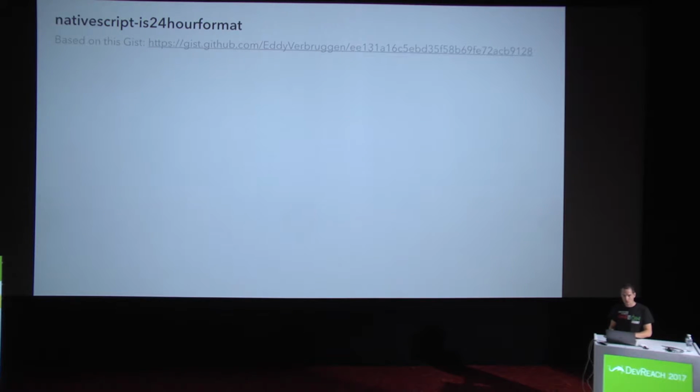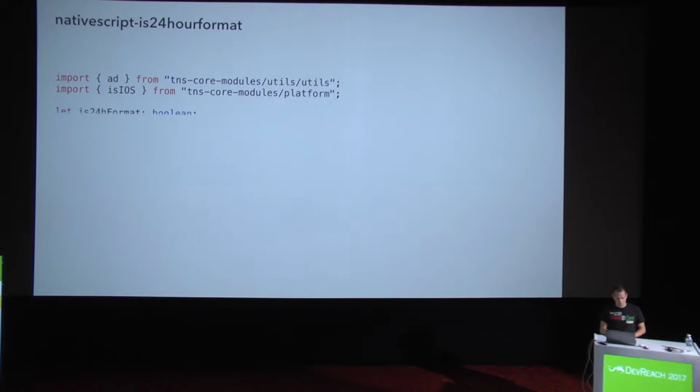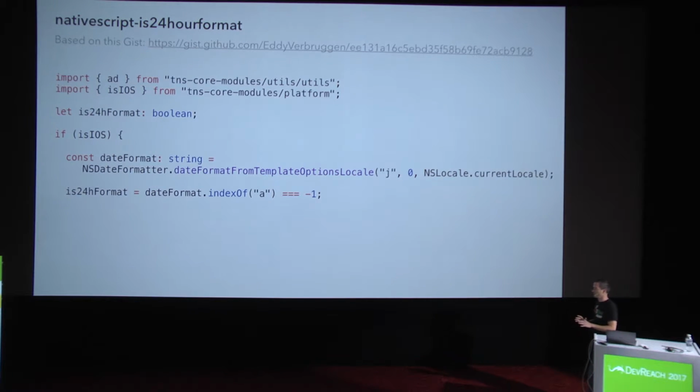So what I wanted to do is, someone on the forum asked, okay, how can I detect 24-hour format in NativeScript? So I created a gist, and it's actually, well, not that hard. It's a few lines of code. So for iOS, it is actually pretty hard. It's stupid.